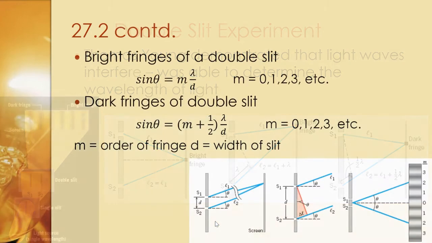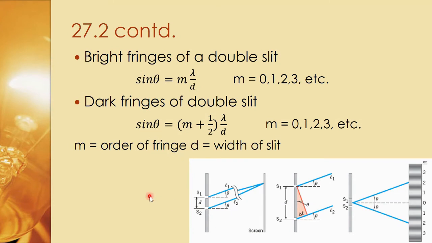Okay, so a couple of equations. If you want to solve for the bright fringes of a double slit experiment, these images are helpful in seeing what these variables are referring to. You can use sine of theta equals m times lambda divided by d.